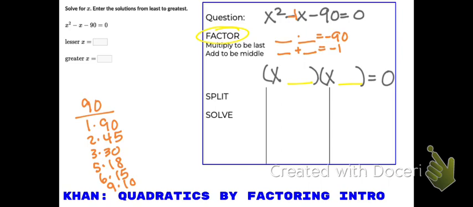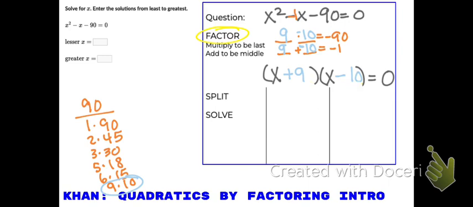Now let's take a look. Do you see any of them that, when you add them together or subtract them, will give you negative 1? This one right here, 9 and 10. The difference between 9 and 10 is 1. Which of these has to be negative so that when we add them, we get negative 1? The 10. 9 and negative 10. So I'm going to put plus 9 here and minus 10 here. Now that we've factored, we can use the zero product property to solve it. That was a tough one.